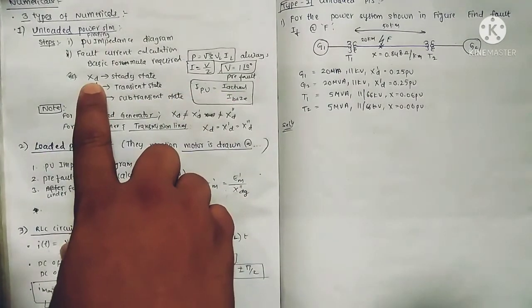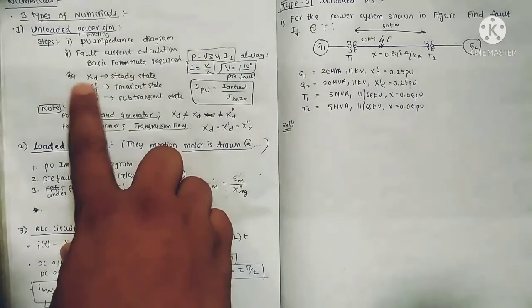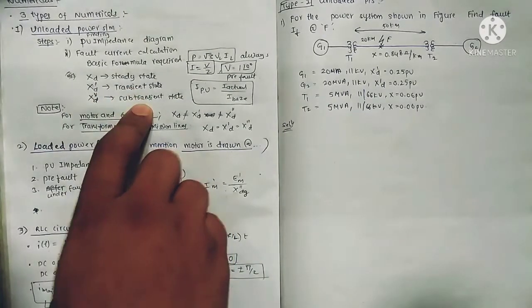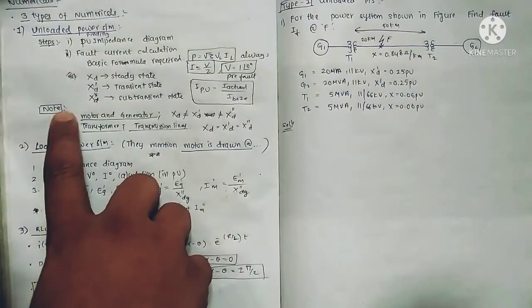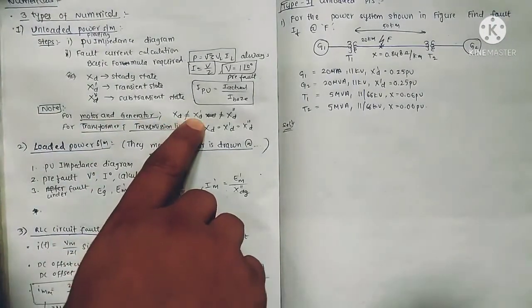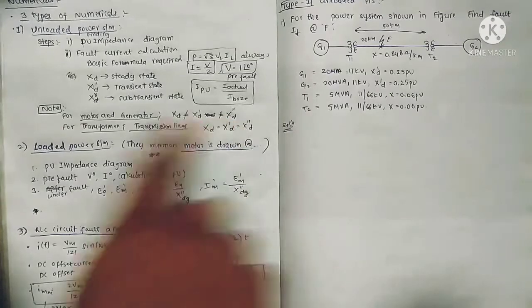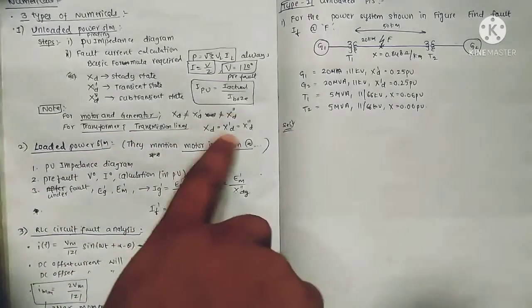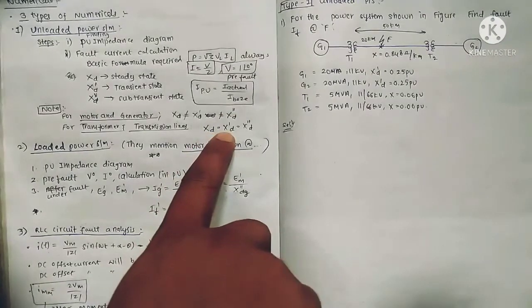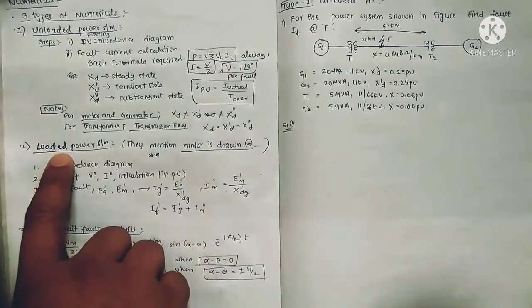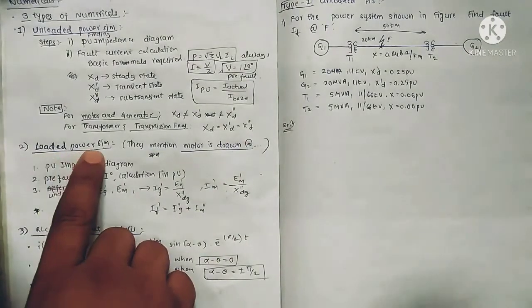And remember, as I said in the theory part, Xd is the steady state reactance, Xd dash is the transient state, and Xd double dash is the subtransient state. Note that for motors and generators, Xd, Xd dash and Xd double dash are not equal. For transformers and transmission lines, we don't worry about this: Xd equals Xd dash equals Xd double dash.